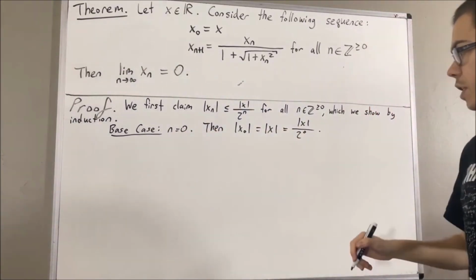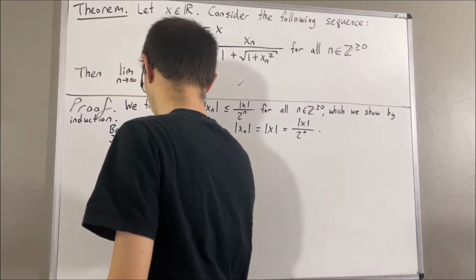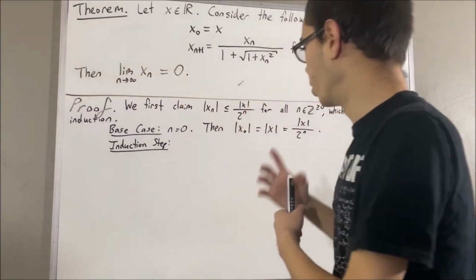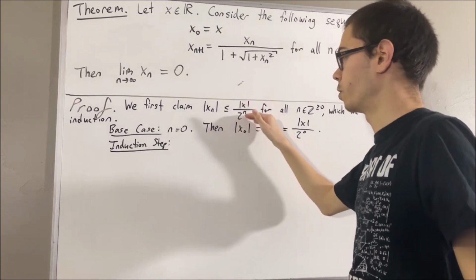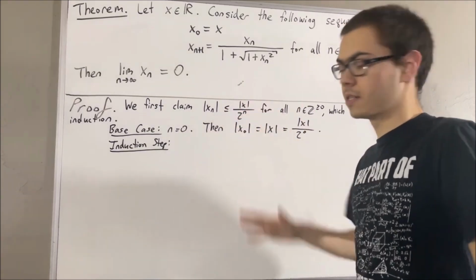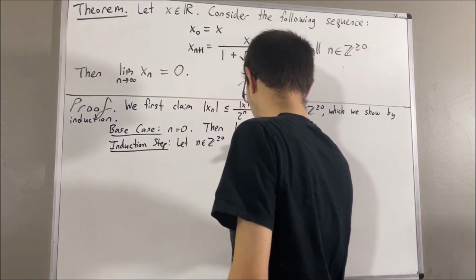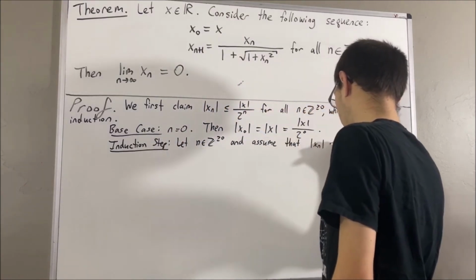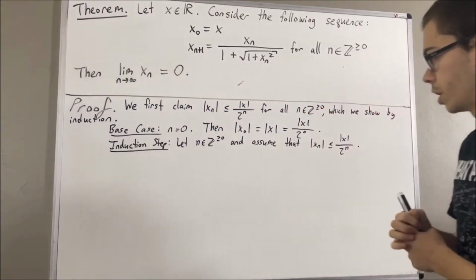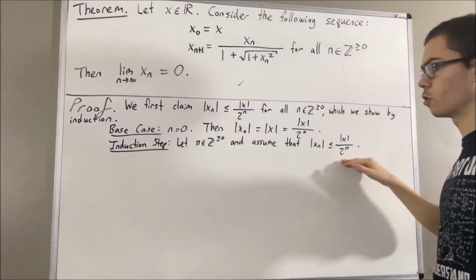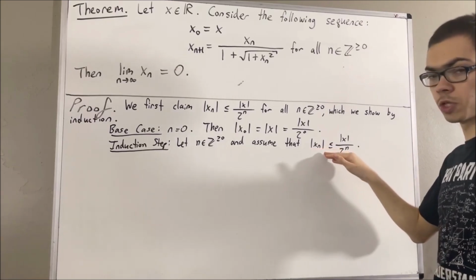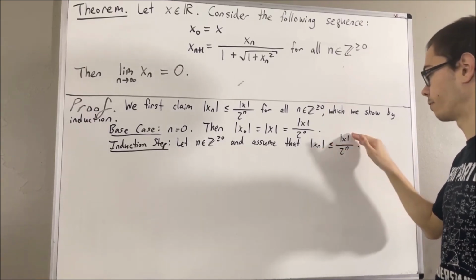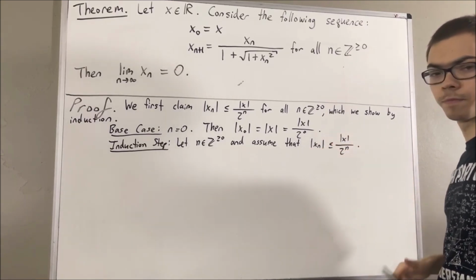Now let's move on to the induction step. In the induction step, we are assuming that absolute value of x_n is less than or equal to absolute value of x over 2 to the n for some n. The whole goal of the induction step now is to show that this is also true for n plus 1. So really, we want to show absolute value of x_{n+1} is less than or equal to absolute value of x over 2 to the n plus 1.